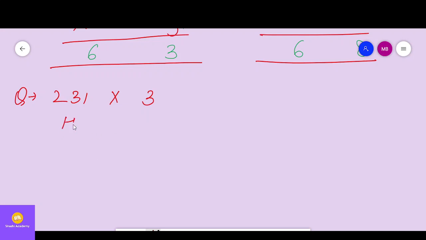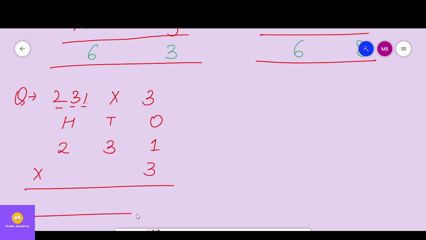So first of all I will put the place values. Now here there are digits till the hundreds place, right? Ones, tens and hundreds. 2 is at the hundreds place, 3 is at the tens place and at the ones place there is 1. Also we will write the multiplication sign and 3 will come at the ones place. This is very easy.